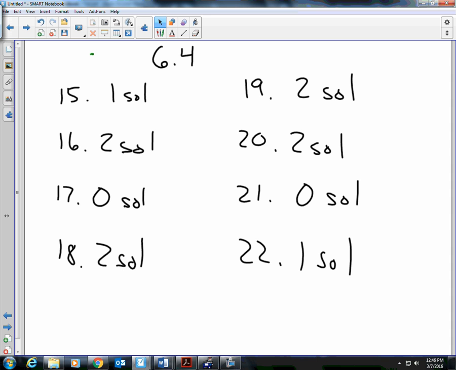Okay, there you go. From 6.4, that's how many solutions you should come up with from your Friday's assignment so you can check to see if you think you're on the right track.